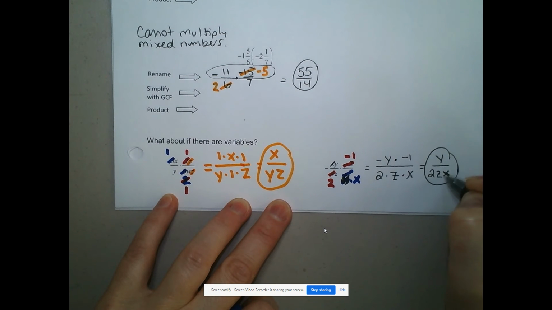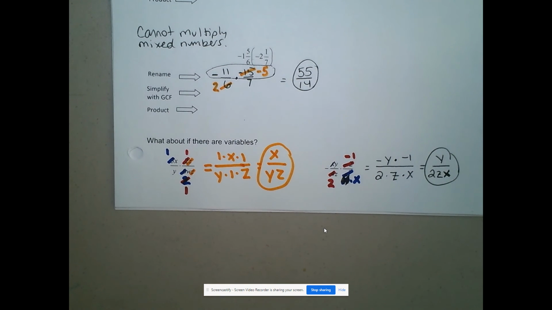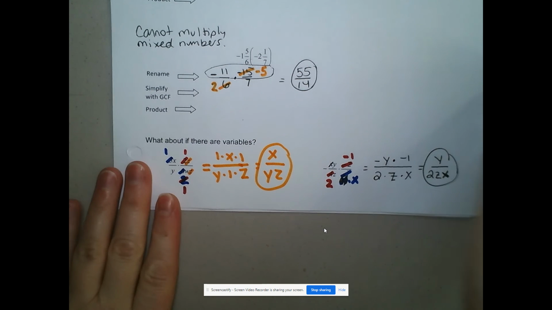So letters can cancel or simplify the same way as numbers, 1 from the numerator and 1 from the denominator. If you have something like x squared, feel free to write it out as x times x, and that way you'll know which ones you can cancel or simplify.